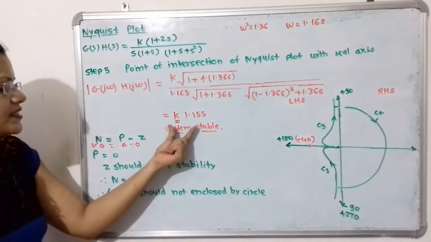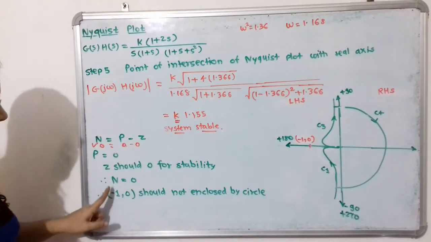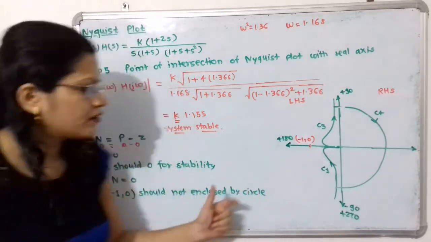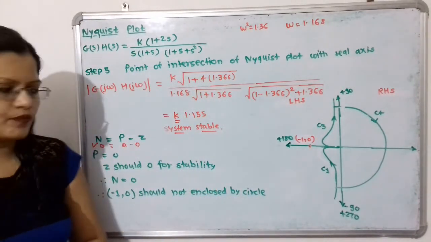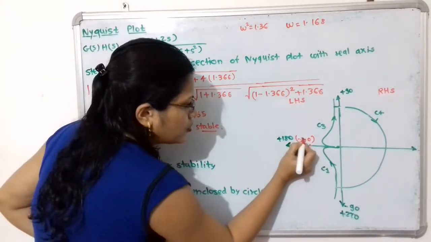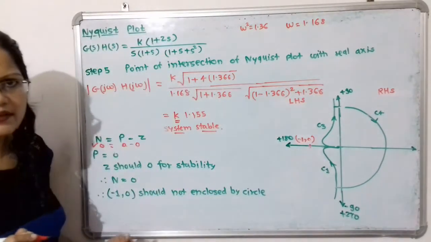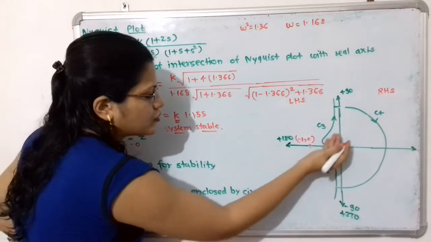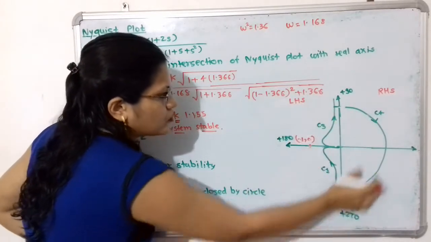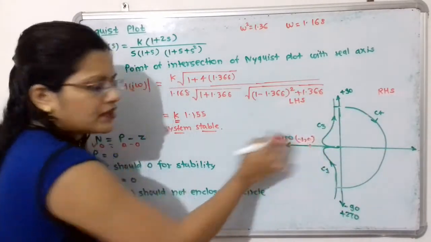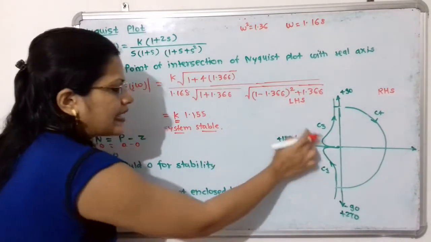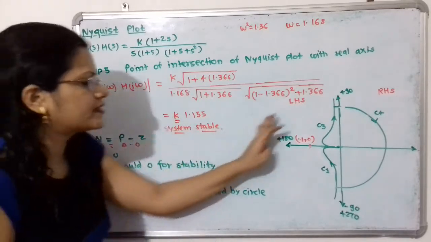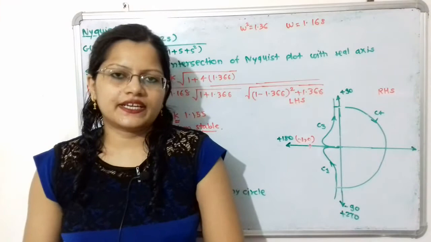But for this system to be stable, this -1, 0 point should not be enclosed by the circle, and then only we will get N is equal to 0. So this -1, 0 should not be getting enclosed by the circle. That's why we can say that this -1, 0 should be outside this Nyquist diagram or outside this whole circle. So how can this be maintained? So for that we have to determine at which value of K this required condition is getting fulfilled.